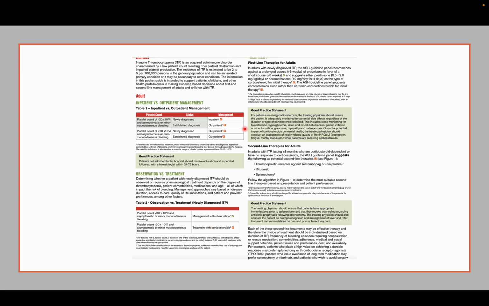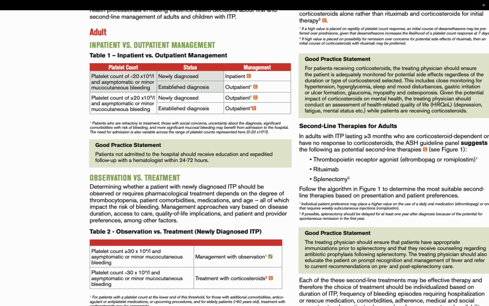So whom do you manage inpatient? How do you manage outpatient? In an adult patient, anyone newly diagnosed with less than 20,000, you should manage inpatient. If the patient is already a known case of ITP with an established diagnosis, you can manage even less than 20,000 as outpatient if there is only minor or mucocutaneous bleed, with steroid therapy. Even if minor bleeding manifestations are there, any mucocutaneous bleed, you can just give steroids and need not give platelet transfusion per se.